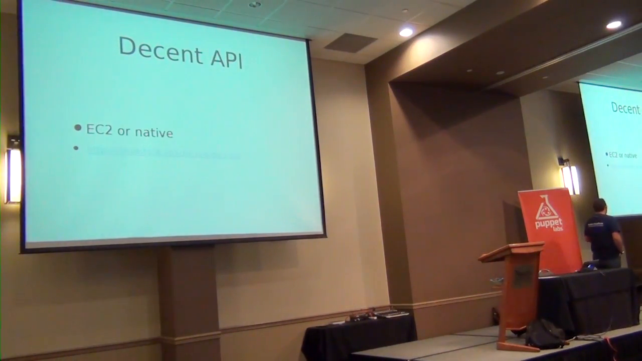CloudStack naturally has an API, and CloudStack will support the EC2 API if you already have a lot of tools that are using things like Boto or Euca tools, and you want to continue to use those tools. You can do that against CloudStack. It's also got a native API, and I put a link up there. If you grab the slides, you can go look at the API documentation.